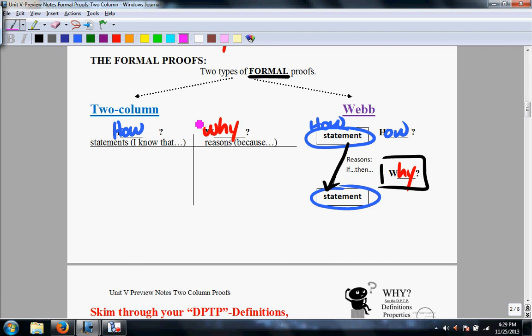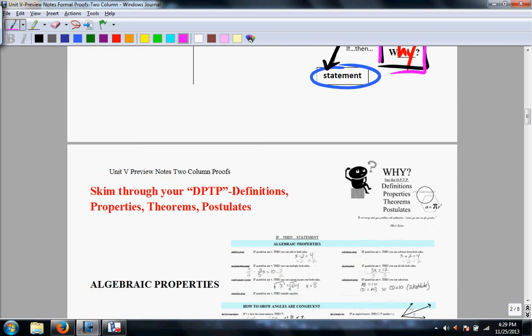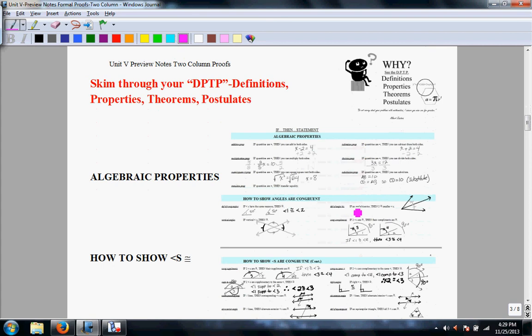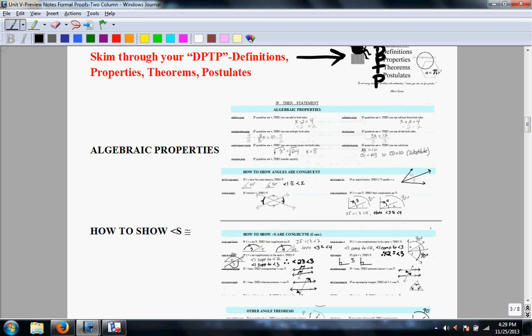Now when we talk about the why, how do you find the whys behind this? You take a look at what's called the DPTP. The DPTP is that green section in your reference folder. It's called the DPTP because it's definitions, properties, theorems, and postulates. The face sheet of that page says a big fat Y on it. And in that DPTP, you want to look at headings.